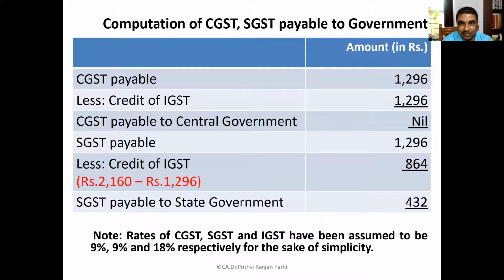This much money will be paid to the state government in cash. So what is B exactly going to do? CGST he need not pay anything, but SGST he has to pay 432. He utilized the entire IGST, but still 432 rupees has to be paid because he made a value addition of 20%, and whatever GST is payable on that he has to pay in cash. Understood this concept? Now, this is a situation when IGST is utilized for settling SGST liability.